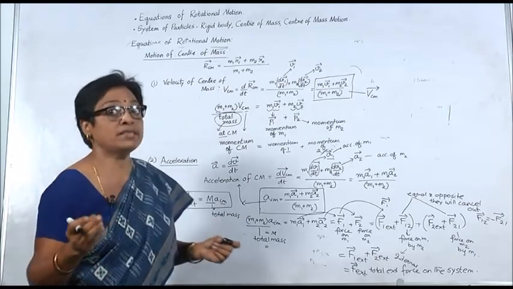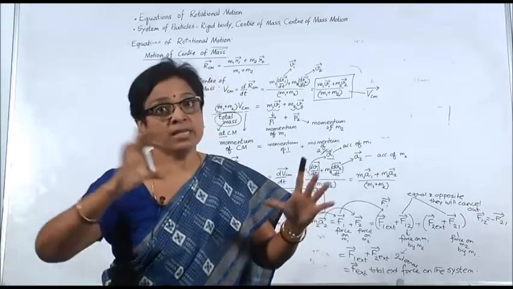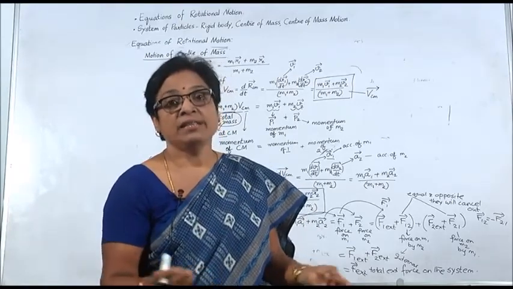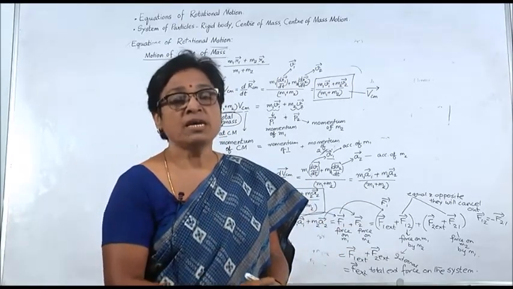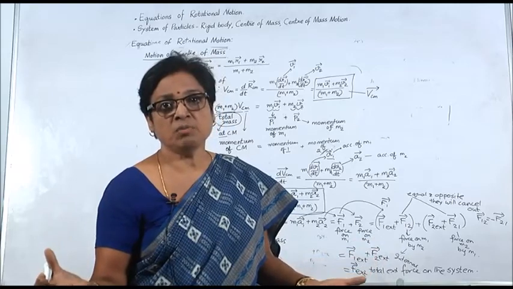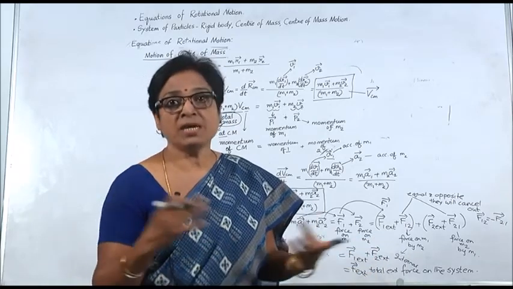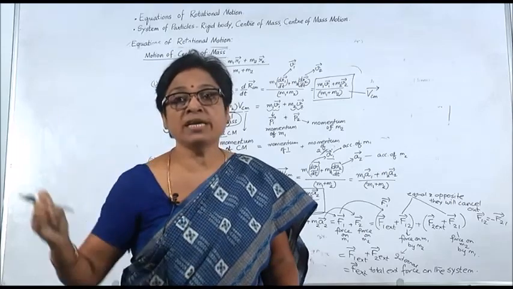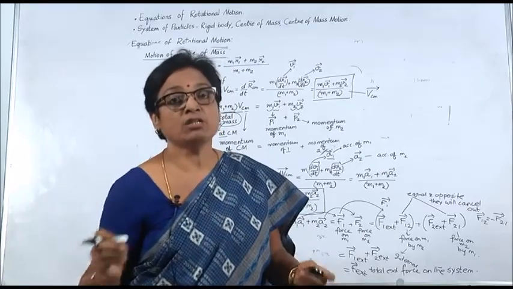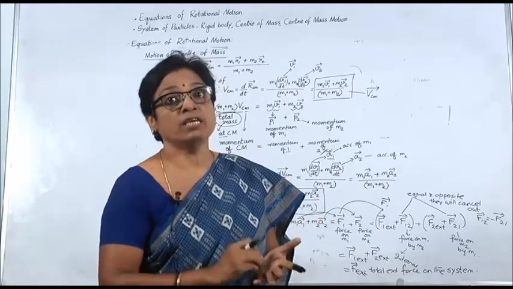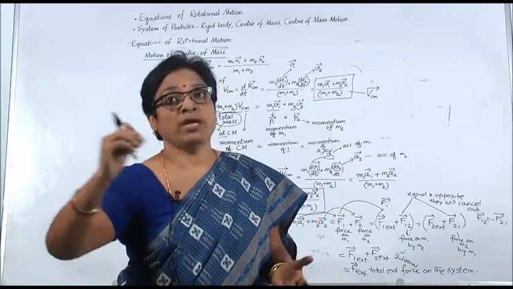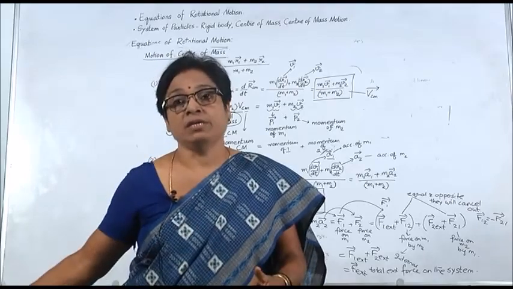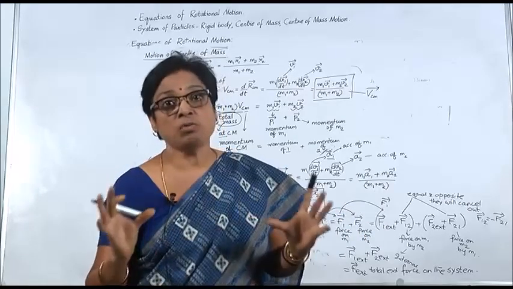So we no longer need to worry about M1, A1, M2, A2. If I can find out the center of mass, and I know the external forces, I can find out the acceleration of the center of mass. Knowing the acceleration of the center of mass, I can solve for the system. Otherwise I would have to take every individual particle; if there are 8000 particles, I would write F1 is equal to M1A1, F2 is equal to M2A2, like that 8000 equations, and then solve them.